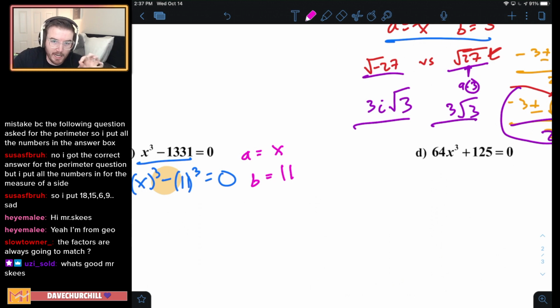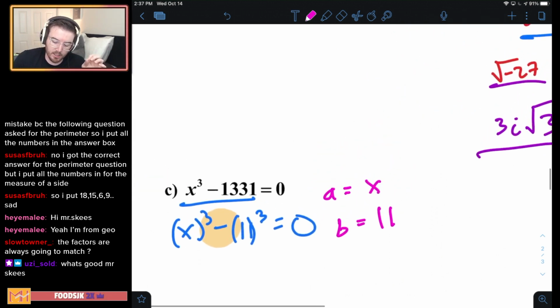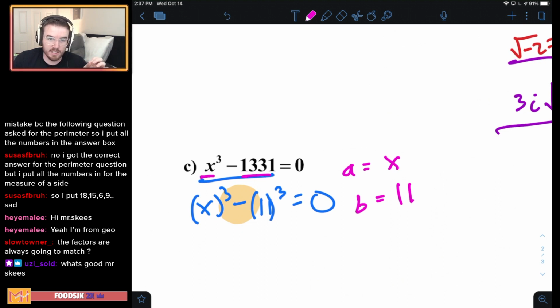And honestly, what I just did is a very common mistake. A lot of students will look at this and go, well, a is x and b is this number. No, how did you get to this number? It is 11 cubed, and b is 11. Your 11 is your b value, not the big number, but the small number that got you there. We cubed 11 to get 1,331. 1,331 is not b. 11 is b. And 11 cubed gives me 1,331.